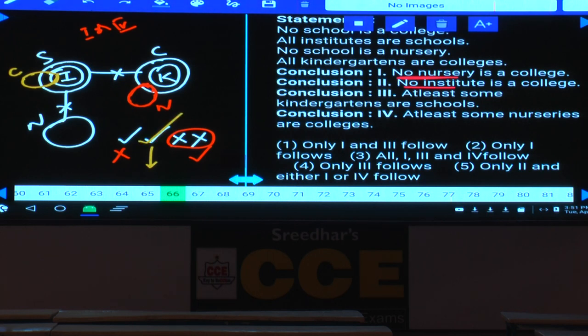Then what is your answer? Only 2 and either 1 or 4. 2 and either 1 or 4, that is choice 5. Question number 66, choice 5 is the answer.